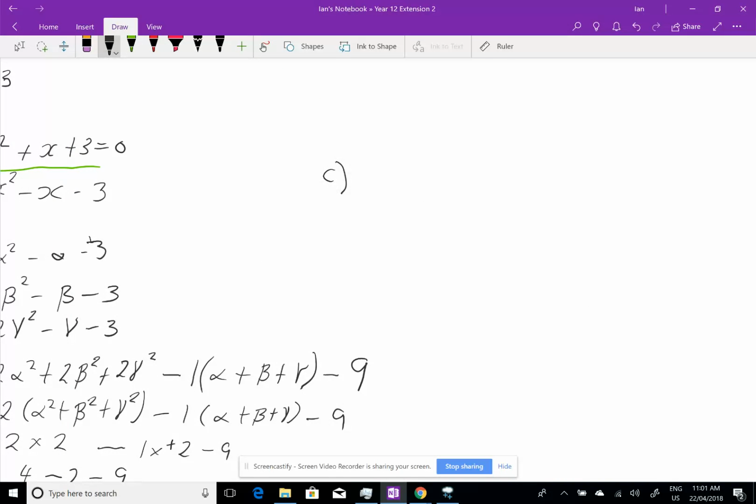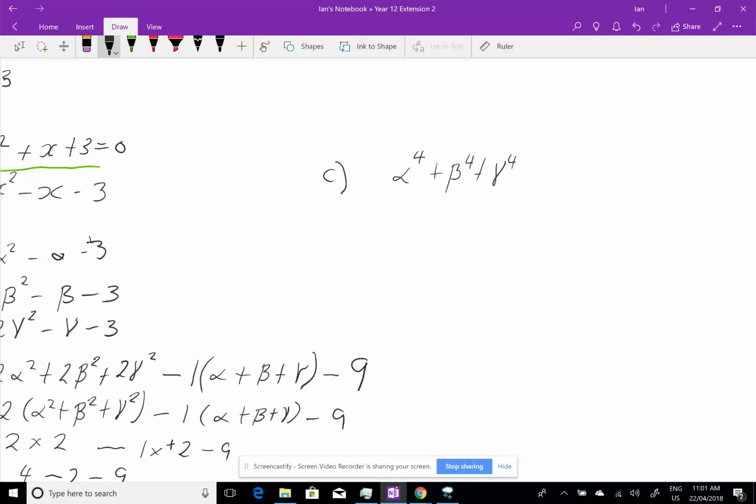And C says alpha to the 4 plus beta to the 4 plus gamma to the 4. Got to find that. Now, I can't do the same trick because I can't write x to the 4, can I? Because it's an x cubed. How can I get a quartic in here?